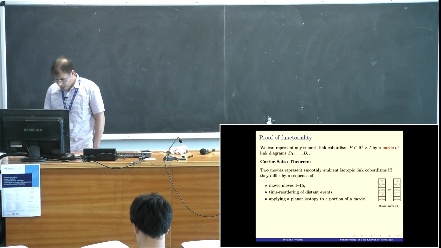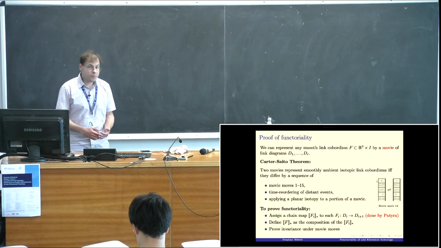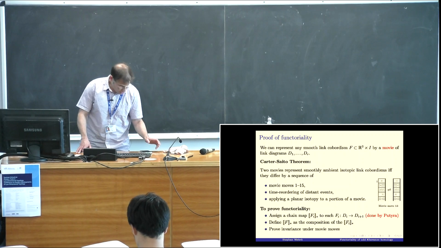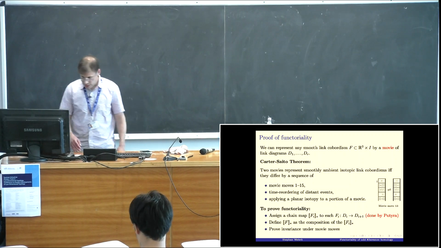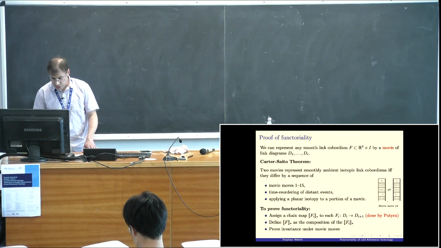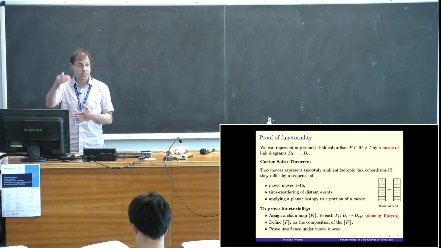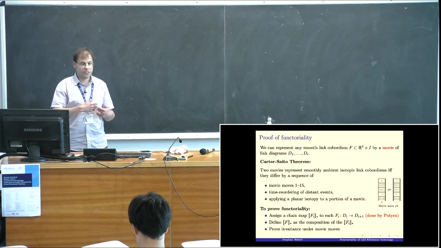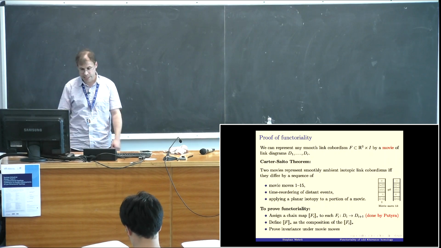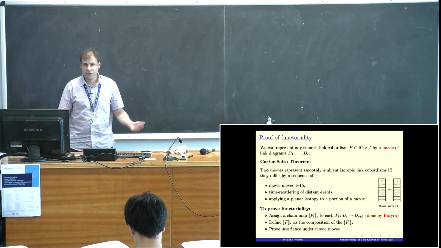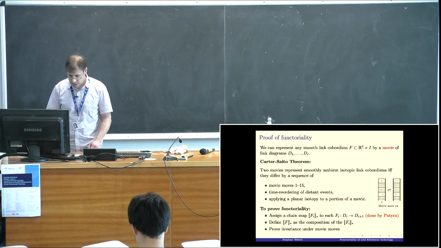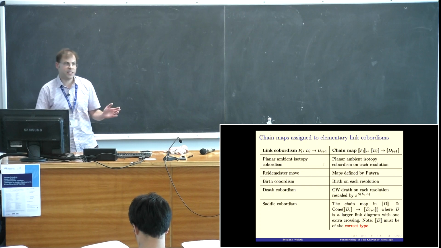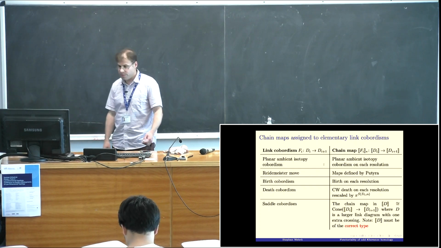And so to prove functoriality, we have to do the following thing. So first we have to assign a chain map to each elementary link cobordism that connects two consecutive diagrams in a movie. Then if you have a longer movie, we can just assign a chain map by composing elementary chain maps. And then we have to prove that these chain maps are invariant under the movie moves. And the first step was essentially done by Putyra. So he explained how to assign chain maps to elementary link cobordisms.